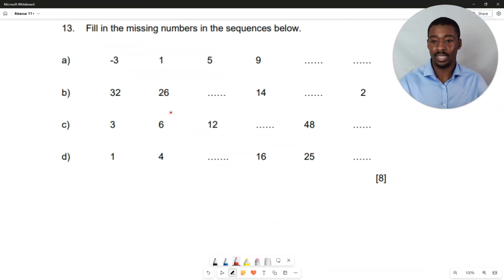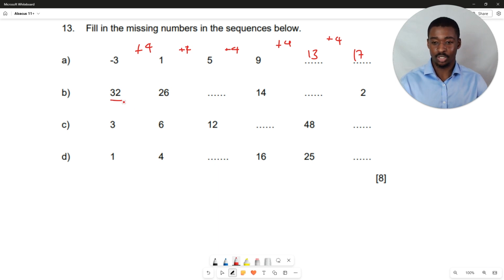So here we have to fill in the missing numbers. So let's try and work out these sequences. And it's all going to be about pattern recognition. So we start with A, -3 to 1 to 5 to 9. Here, very simple one, we're adding 4 each time. So we add 4 to 9 to give us 13. And we add 4 to 13 to give us 17.